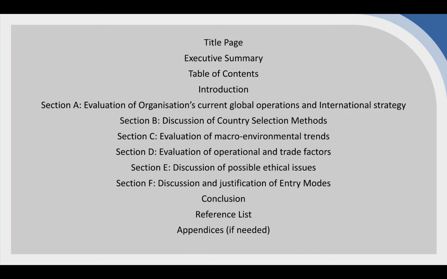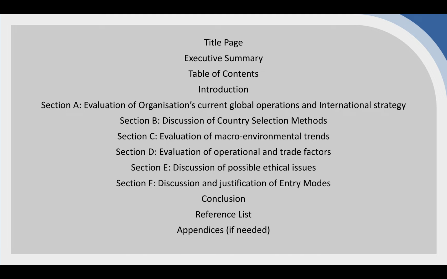I would suggest section D then moves on from, instead of just the macro environmental trends, to actually talk about some of the more practical and operational factors, including the trade barriers, economic integration, supply chain issues. So again, the exact mix will depend on what you think is most important for your particular argument. Section E, I suggest, highlights possible ethical issues. So again, this is going to be a relatively small part of your assessment, maybe more important for some companies than others, but highlighting possible ethical issues will make your report stronger overall.